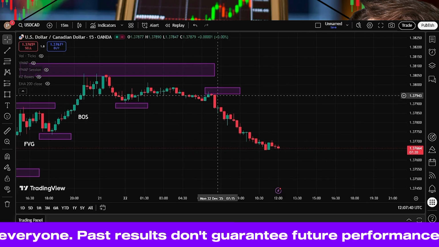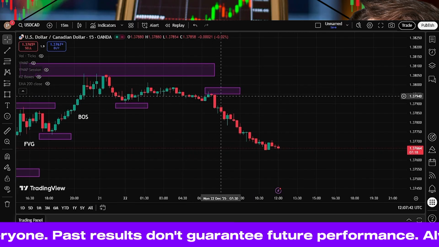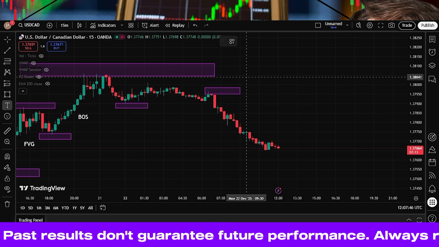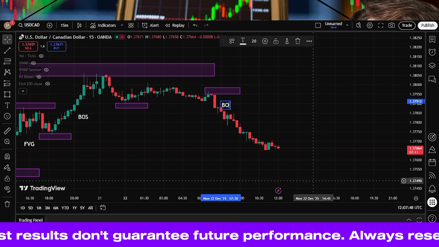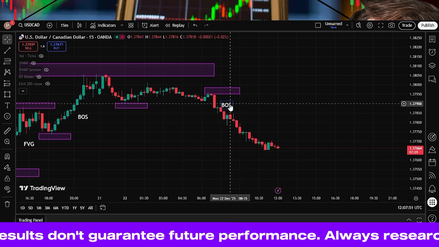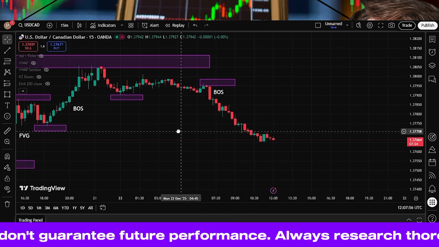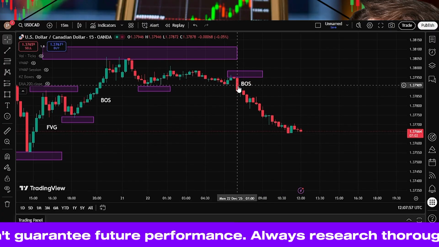So at this point now, it consolidates down to this level, and there was actually another breakout section here. So we have our BOS. So there's another breakout section, as you can see right here. So that took us down to this level.